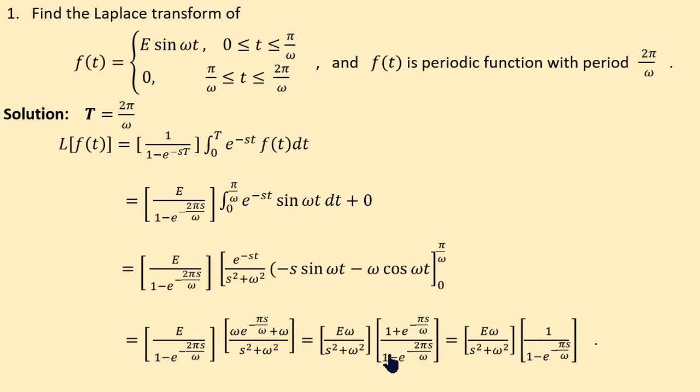And this is nothing but 1 plus x by 1 minus x square. 1 minus x square is 1 plus x into 1 minus x, where x is e power minus pi s by omega. Cancel 1 plus x, that means 1 plus e power minus pi s by omega is cancelled. The remaining term in the denominator is 1 minus e power minus pi s by omega. Therefore the final answer is e omega by s square plus omega square into 1 divided by 1 minus e power minus pi s by omega. So this is the Laplace transform of this half wave rectifier.